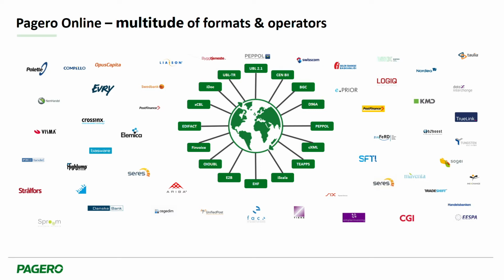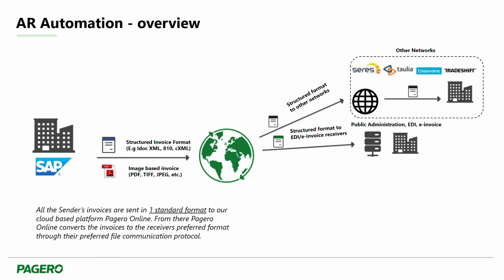And at Pagero, we have an entire department only working with this. And we're constantly trying to set up new interoperability agreements with other operators to give you access to the largest network in the world. And the reality is that not all companies can receive electronic invoices. That's just how it is, even if the market is moving towards that.